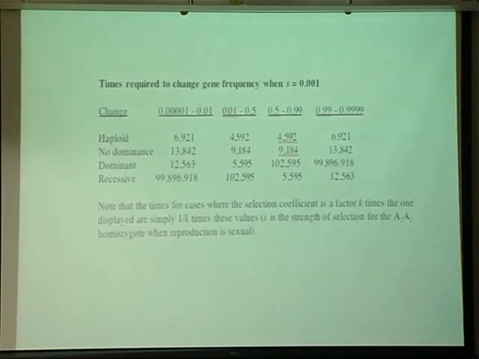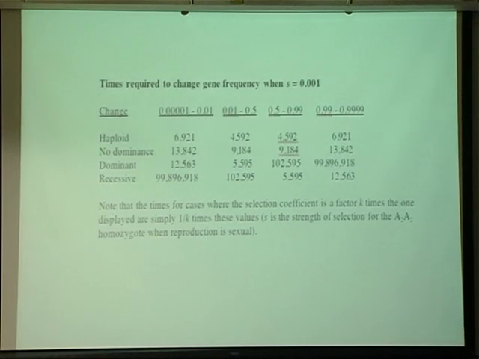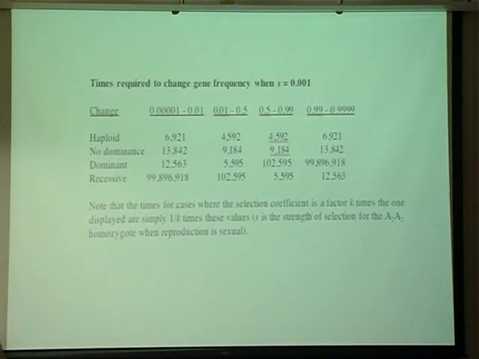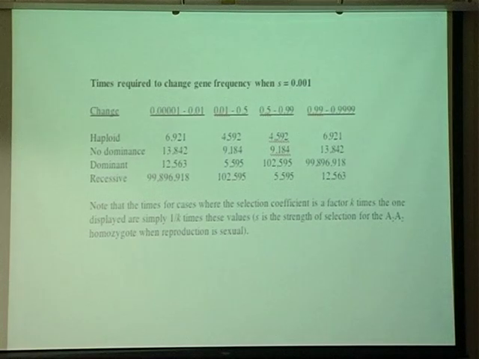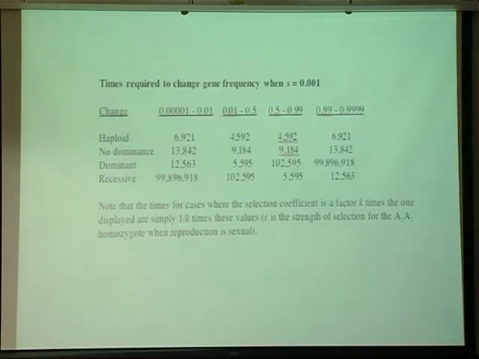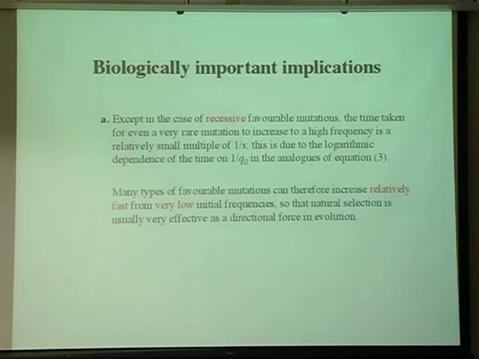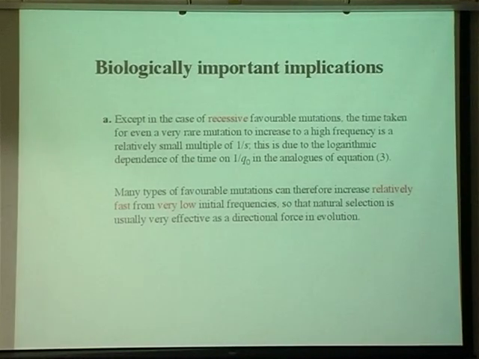And things are very, very slow because these types, the A2, A2 types, are really not being produced very much until they get to an intermediate frequency. So in a very large population, natural selection doesn't see favorable recessives. And this has some biologically important implications.